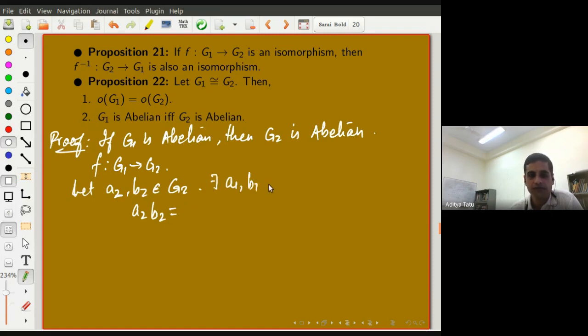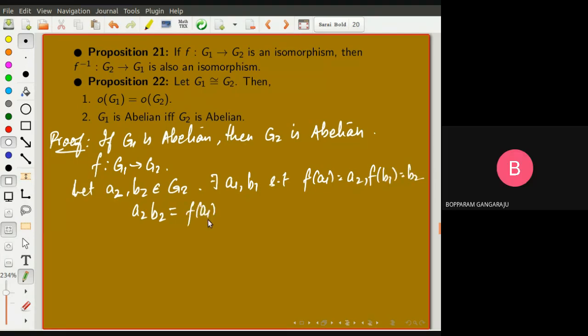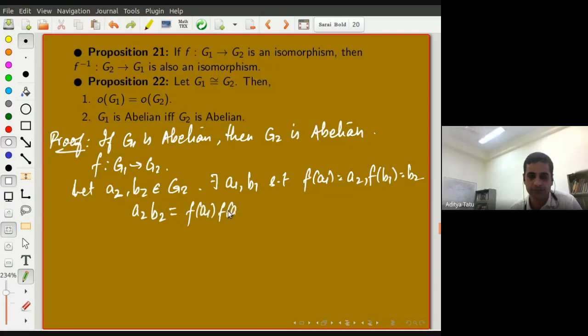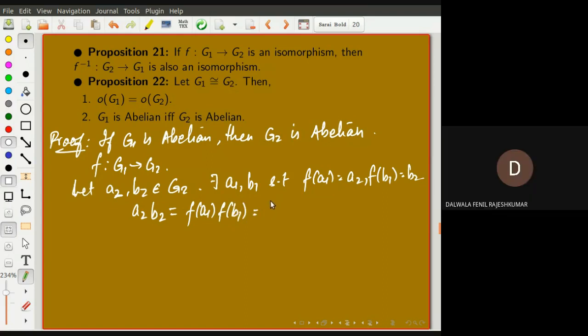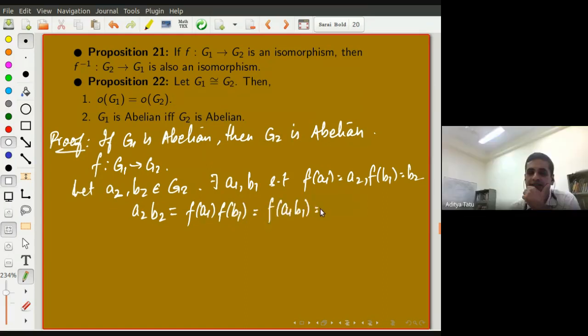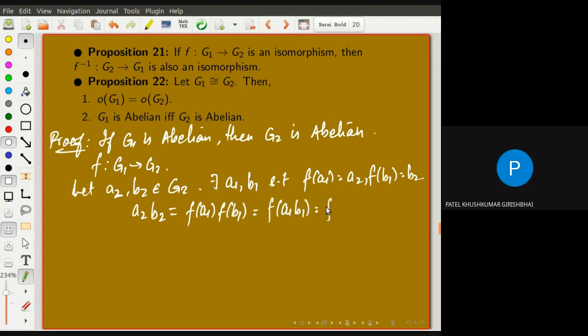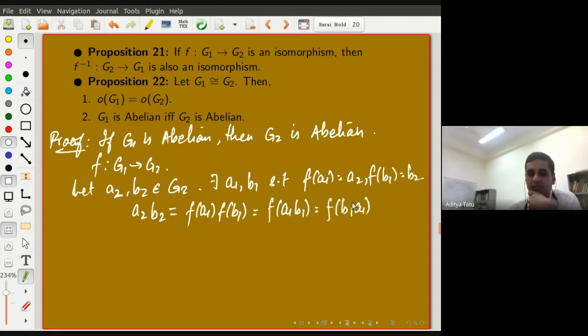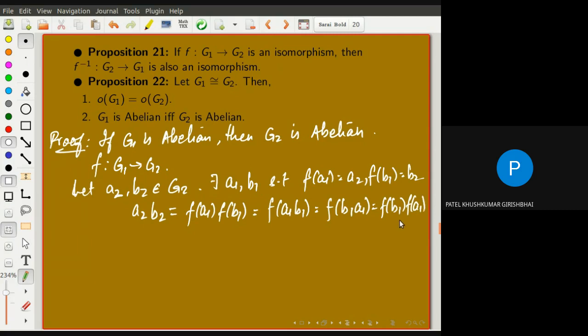Some a1, b1, such that f of a1 is equal to a2, f of b1 is b2. So a2 b2 is nothing but f of a1 times f of b1, which is equal to f of a1 b1, which is equal to f of b1 a1 because G1 is given to be abelian. This is equal to f of b1 times f of a1, which is equal to b2 a2. So we are done.